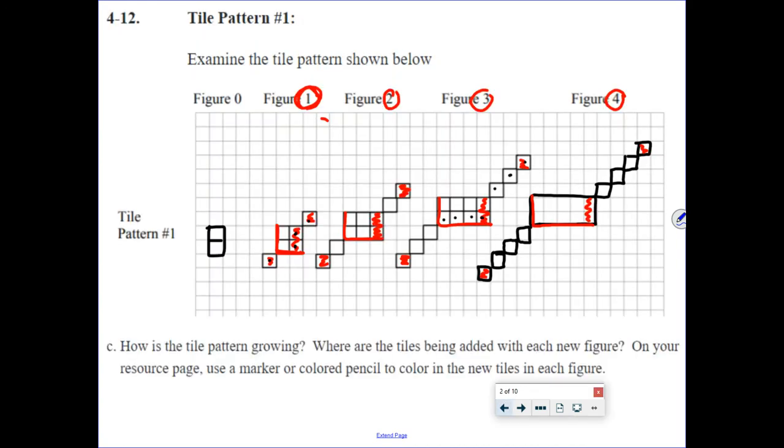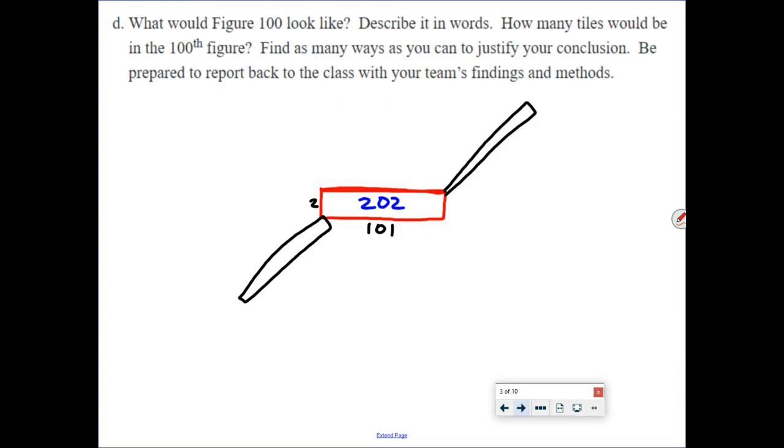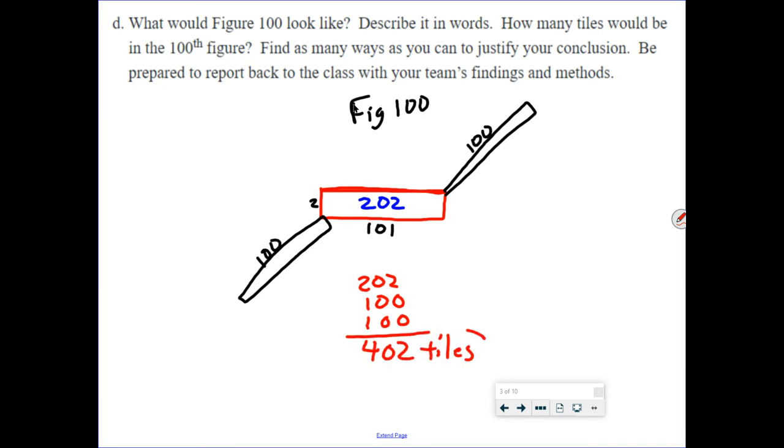Then let's go back to here. Look at this. Figure 1 has 1 sticking out. Figure 2 has 2 sticking out on each side. Figure 3, 3. So we can assume then that figure 100 would have 100 sticking out this way and 100 sticking out this way, for a grand total of 202 plus 100 plus 100, which should be 402 tiles. Is that what you got? Is that how you got it? Hopefully. All right. That is what we're going to focus on today.